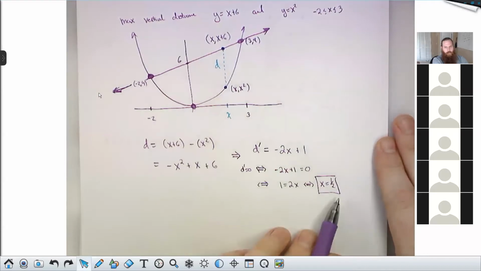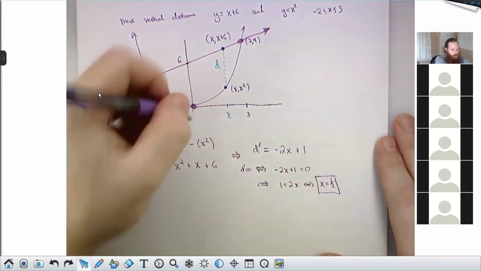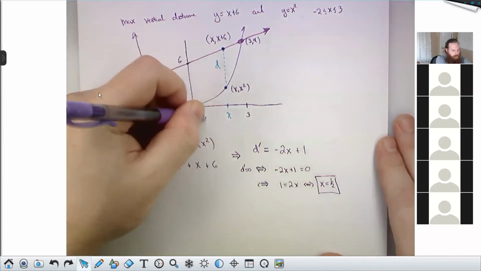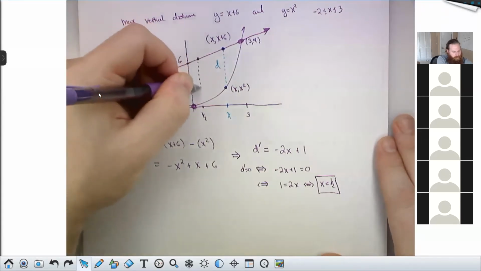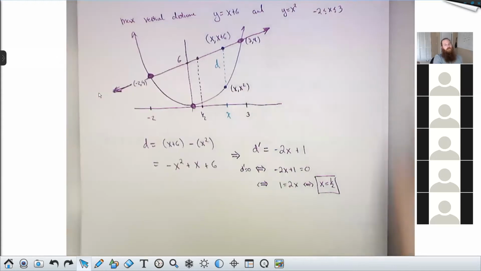So we suspect that 1/2 is the golden boy, that right here I've got a maximal distance. Say that last part again. What was squared? I'm sorry. Isn't d squared in the beginning?